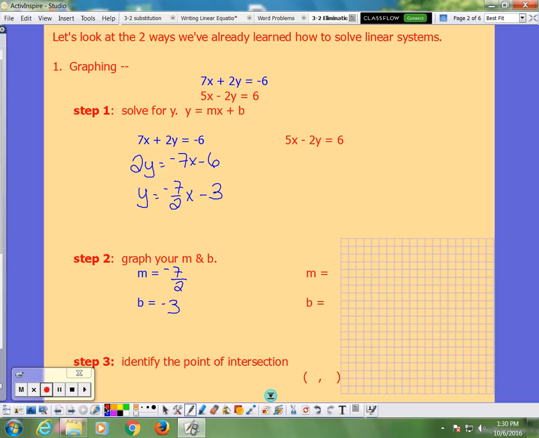Let's go back over here to the red equation. If I solve this, I get negative 2y equals negative 5x plus 6. Y equals, well, a negative 5 over a negative 2 is going to give me a positive 5 over 2x. And then the positive 6 divided by negative 2 will give me a minus 3. So when I fill in my m and b for that, I get 5 halves and negative 3. So the next step would be to graph these.